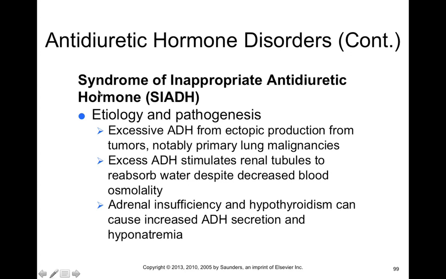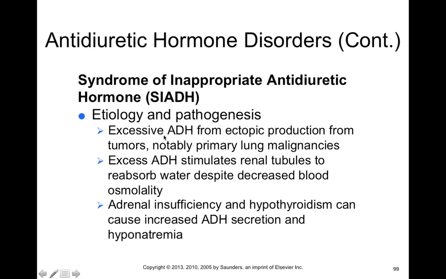Now, there's also one called syndrome of inappropriate antidiuretic hormone. Normally ADH helps you retain water when your blood volume's low, right? Or your blood pressure's low. The syndrome of inappropriate antidiuretic hormone is when you're releasing antidiuretic hormone when you don't need to retain water. That's why it's inappropriate. This syndrome occurs when somebody has hypertension or volume excess, but they still get the release of antidiuretic hormone, which causes them to retain more water.